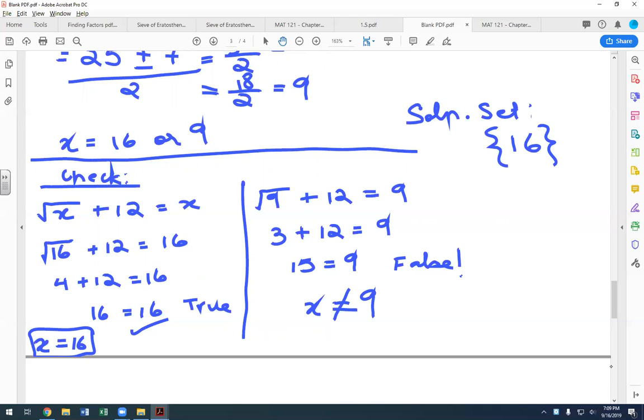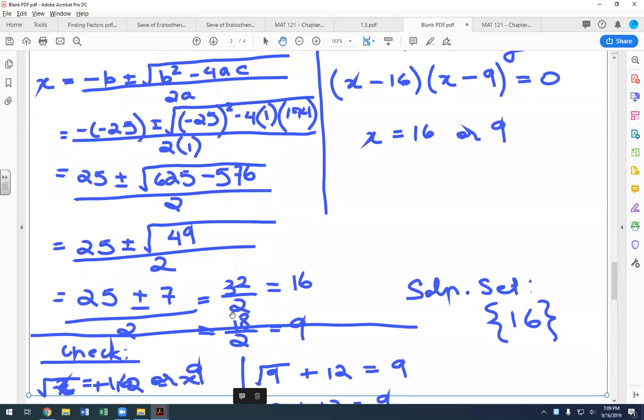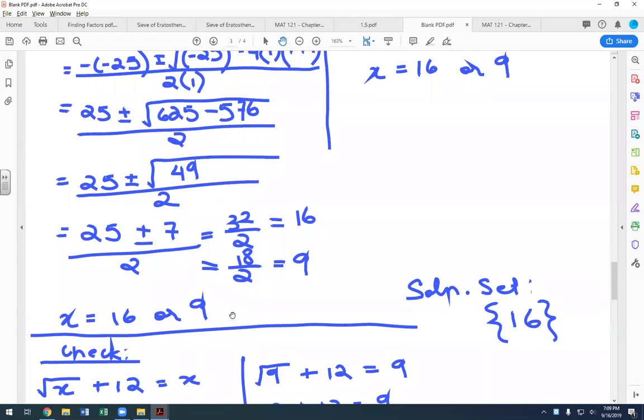So when you're doing the factoring, does that mean 9 does work for factoring, or? No, that would just help us in coming up with the answers instead of using the quadratic formula.